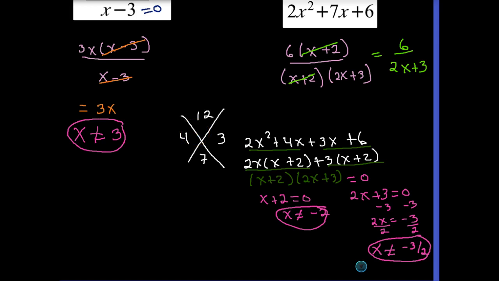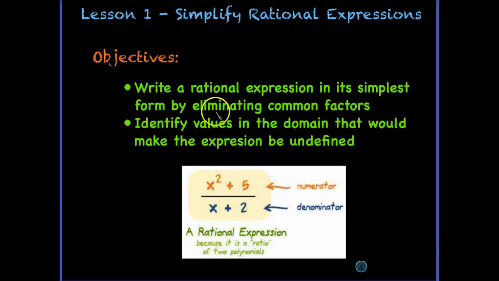Okay, that concludes our lesson 1, simplify rational expressions and find the domain. So at this time, you should be able to factor both the numerator and the denominator, and eliminate things that are in both in order to simplify. You should also be able to look at the denominator and determine what makes this equal 0 in order to define our domain.